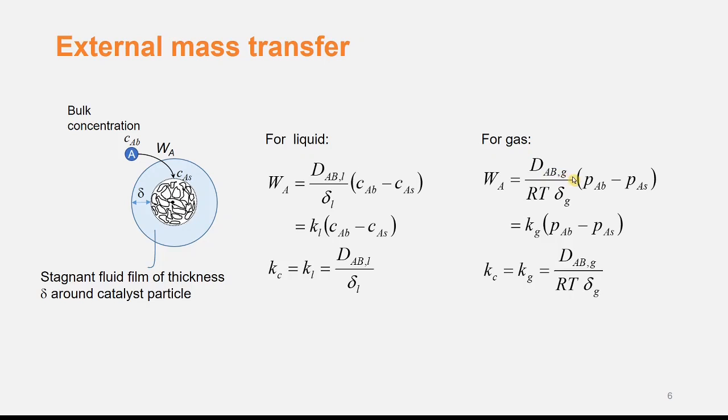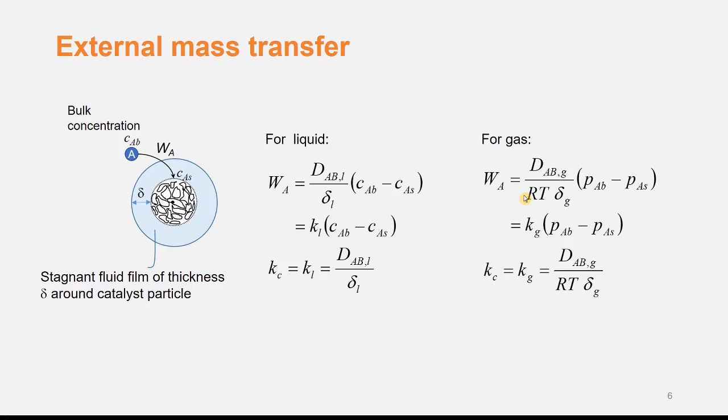However, we can also express the driving force in terms of partial pressures. Assuming ideal gas, we can write the flux as the difference between the partial pressure in the bulk phase minus the partial pressure at the surface of the catalyst, times the gas diffusivity of A divided by RT delta G, the gas film thickness. You divide by RT just like we did in topic 2 for the Langmuir isotherms and Langmuir-Hinshelwood expressions.